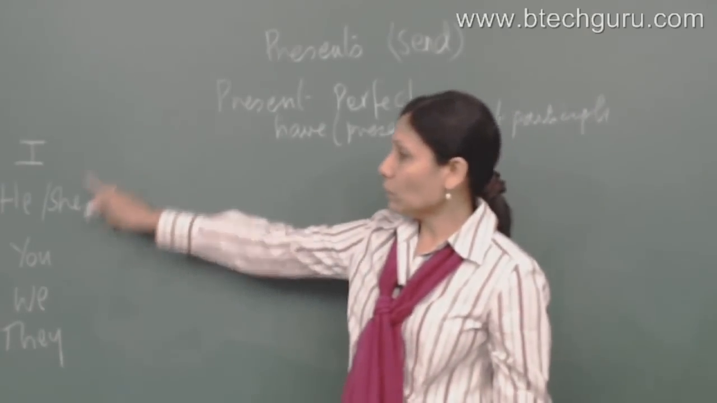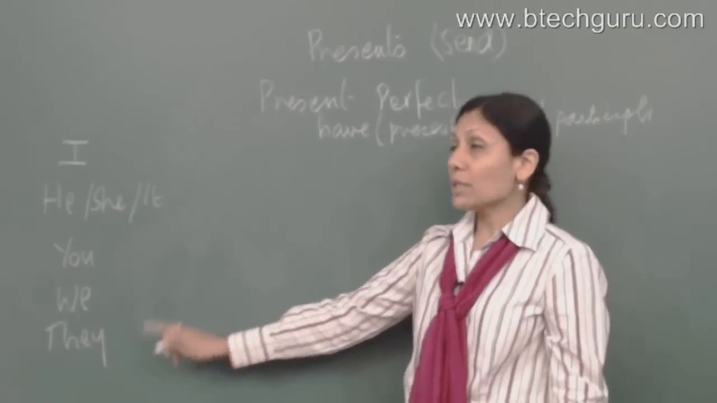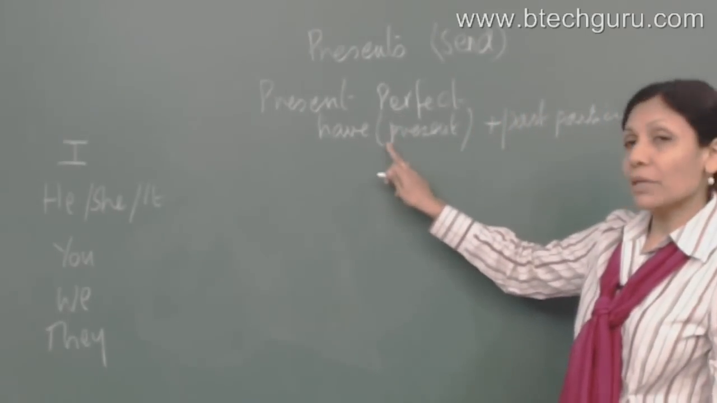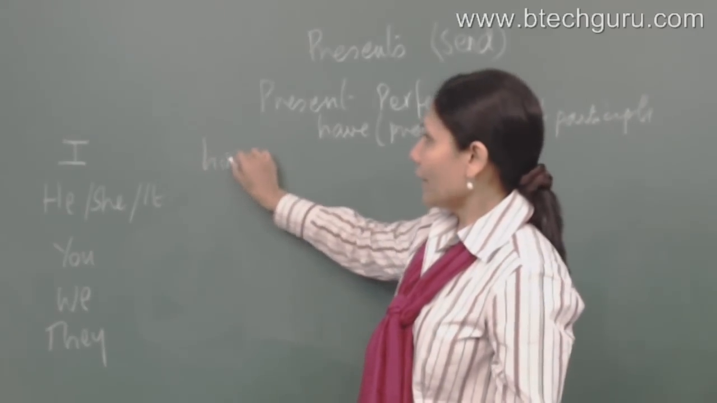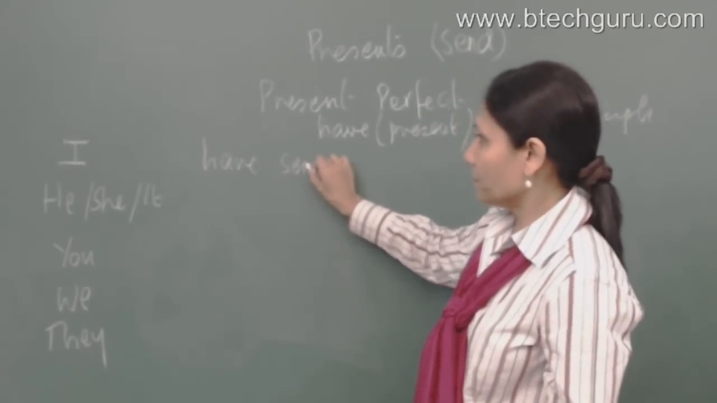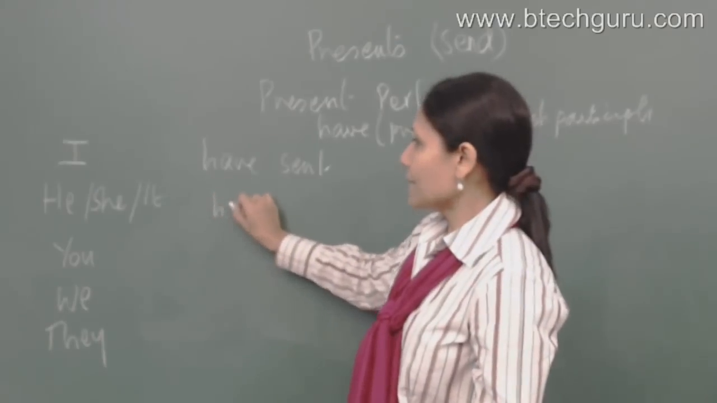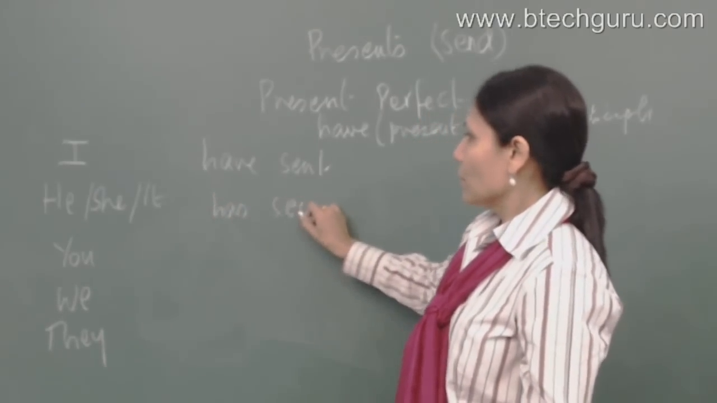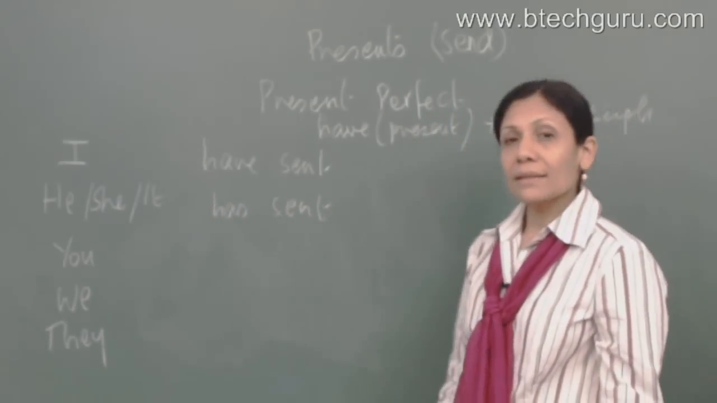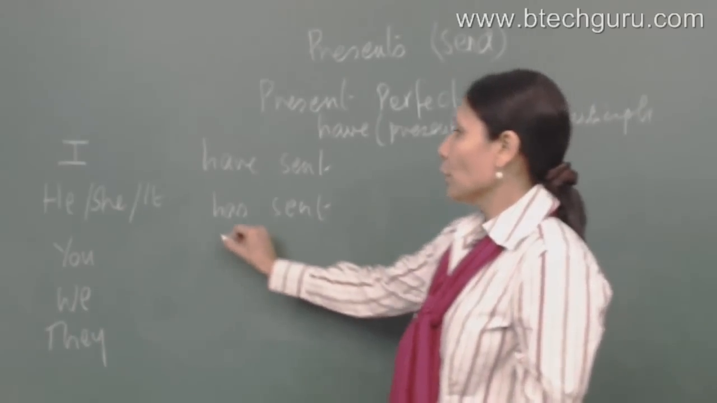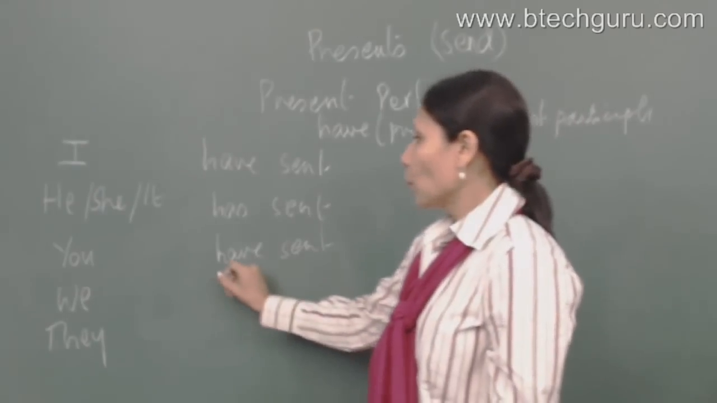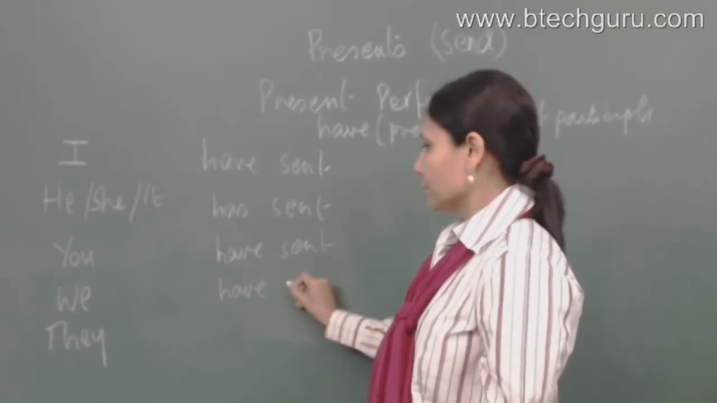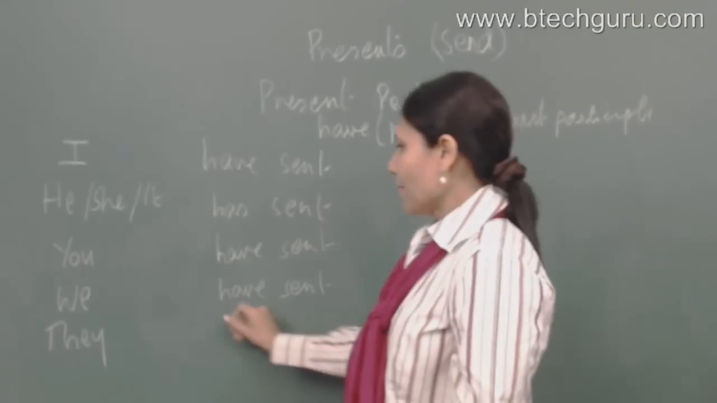So we have to now take all the subjects and we need to make it into present perfect, have verb plus the past participle. So I have sent, he has sent, she has sent, it has sent, you have sent, we have sent, and they have sent.